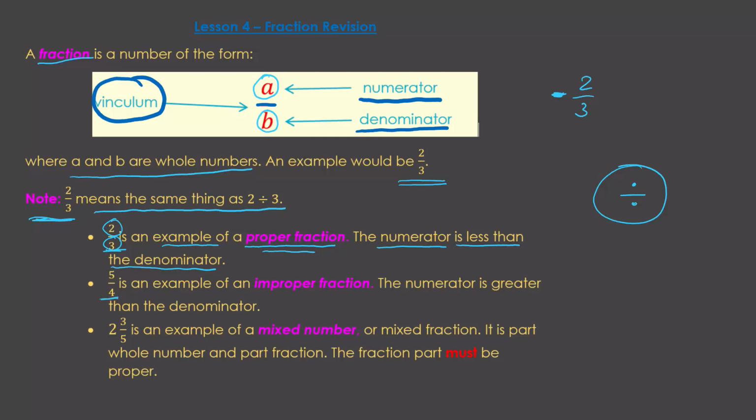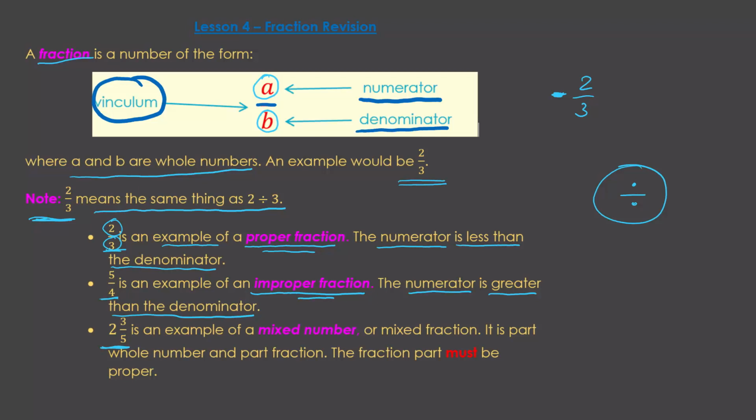With 5/4, however, that's an example of an improper fraction. With an improper fraction, the numerator is greater than the denominator. So in this example, 5 is more than 4.